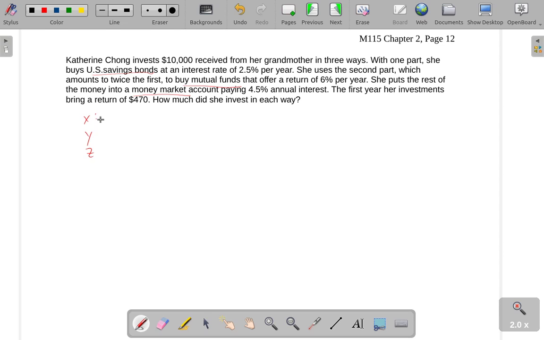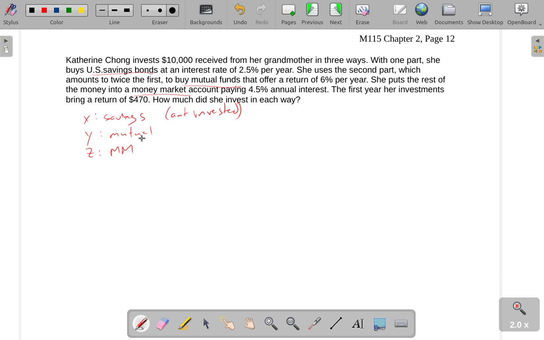X, I'm going to go ahead and make the amount of money in savings. Y is going to be the amount in mutual funds. And Z is going to be the amount in money market. So that's the amount of money invested in each. I'm being more explicit there because we could talk about the amount of interest that she earned, or the amount of interest that it earns per year, the percentage of interest, or whatever. So I'm just saying the amount invested here so that there's not any confusion.